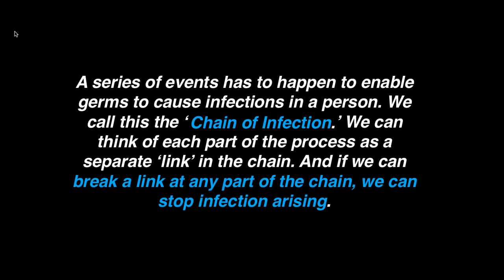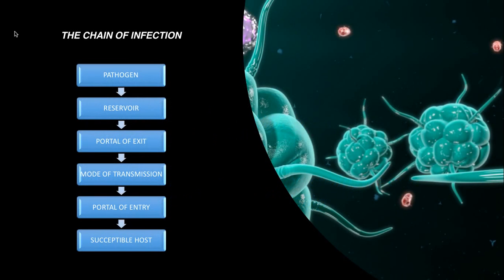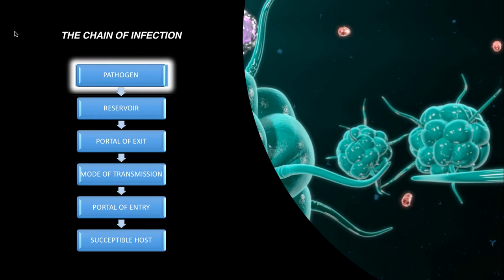A series of events has to happen to enable germs to cause infections in a person. We call this the chain of infection. We can think of each part of the process as a separate link in the chain. And if we can break a link at any part of the chain, we can stop infection arising. The first part of the chain of infection is the pathogen.